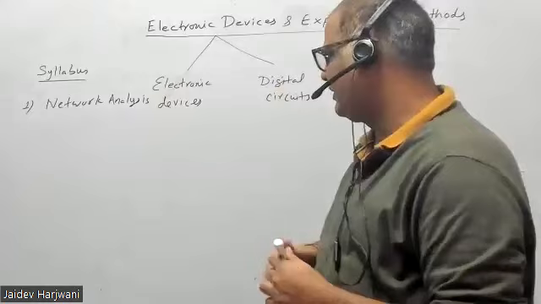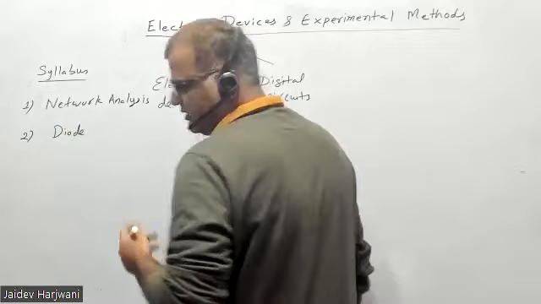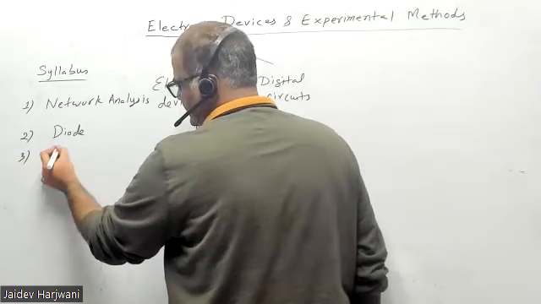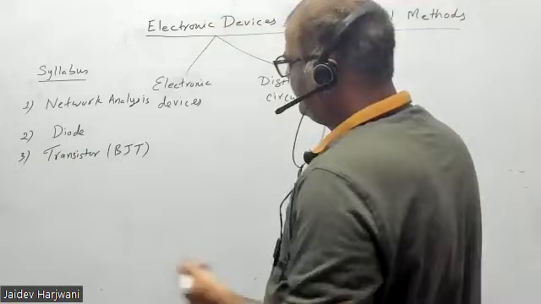So this is network analysis, and second you have to learn diode, PN junction diode, and its applications, like rectifier, clipping, clamping, voltage multiplier, Zener diode. Those we will discuss. Third topic is your transistor. Basically we'll mainly focus on bipolar junction transistors. Of course there are junction field effect transistors also.